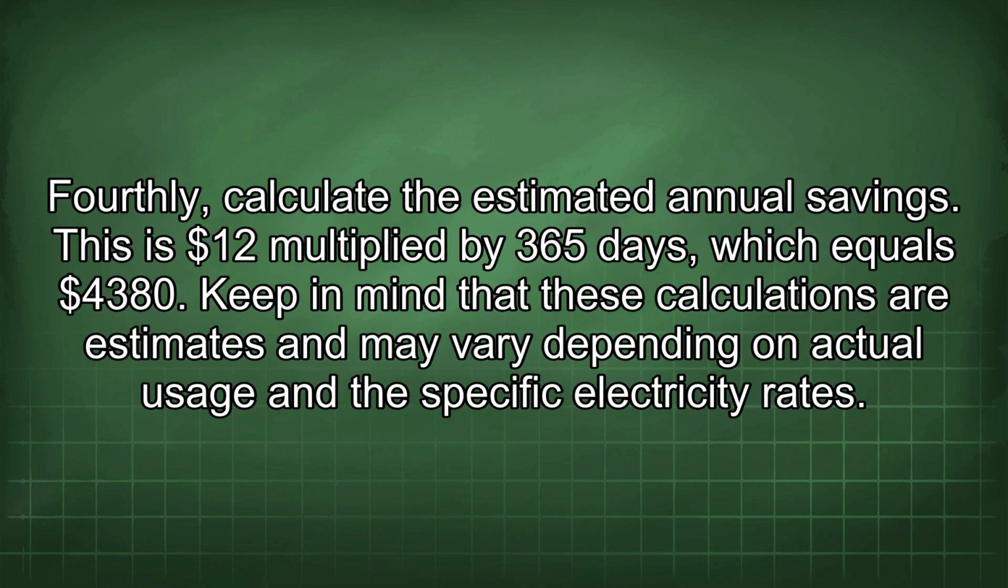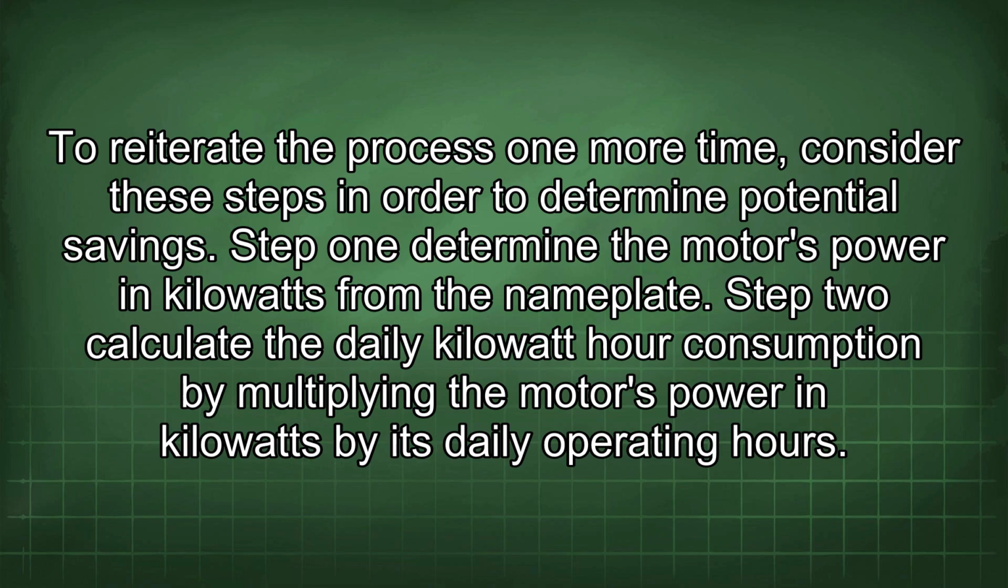Fourthly, calculate the estimated annual savings. This is $12 multiplied by 365 days, which equals $4,380. Keep in mind that these calculations are estimates and may vary depending on actual usage and the specific electricity rates. To reiterate the process one more time, consider these steps in order to determine potential savings.